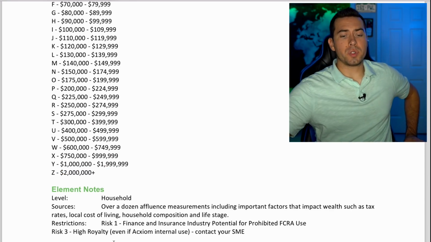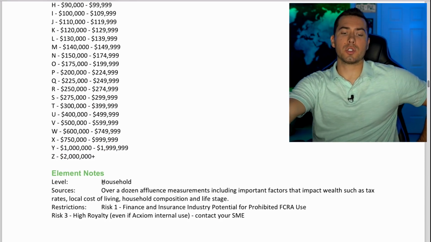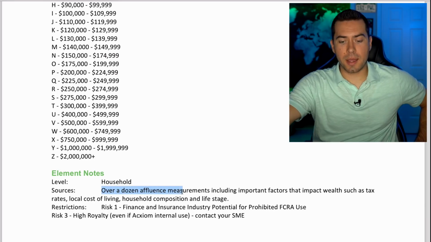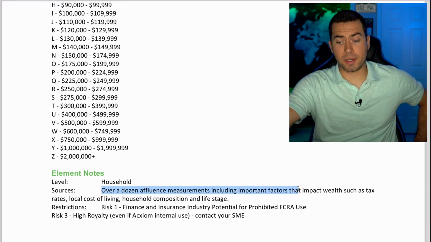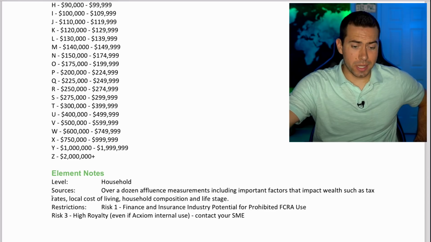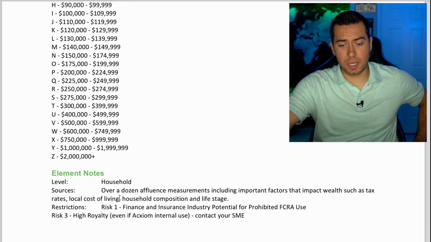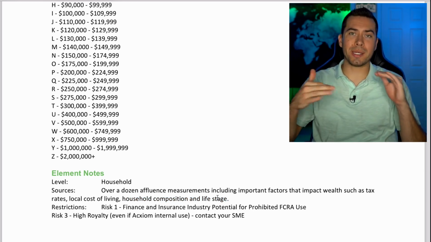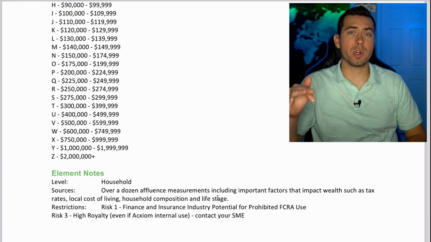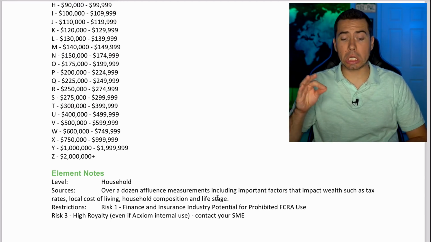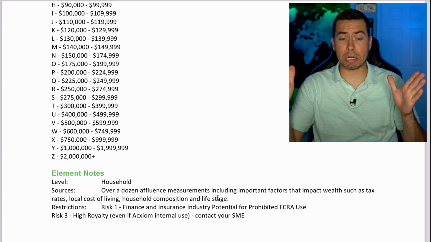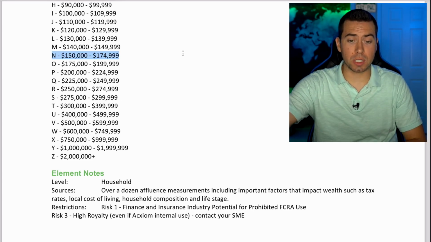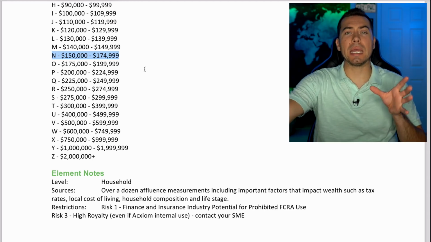So here at the bottom, if you scroll down on this little piece of paper, it says sources. Over a dozen affluence measurements, including important factors such as tax rates, local cost of living, household composition, and life stage. So like I said, they're doing inferences in order to figure out, based on the cost of living and what life stage they're at, we're going to guess, we're going to put them in the 150 to 175 income level.